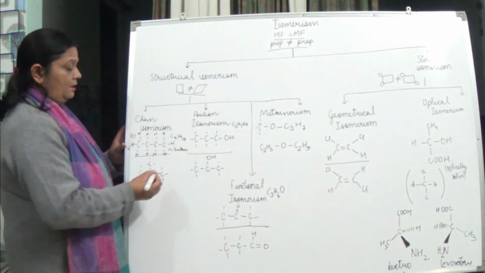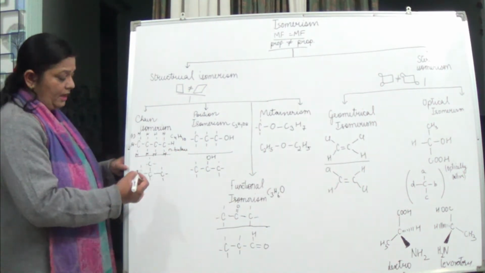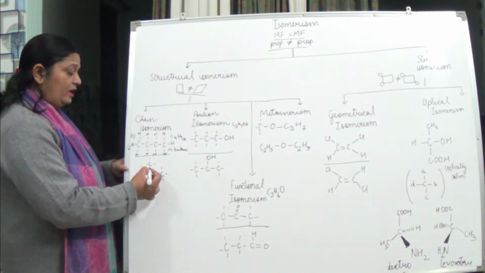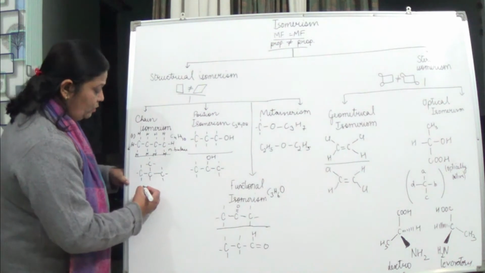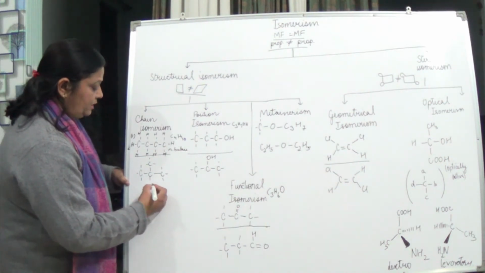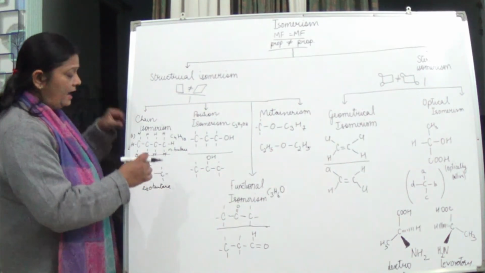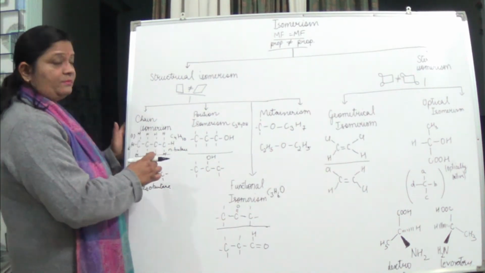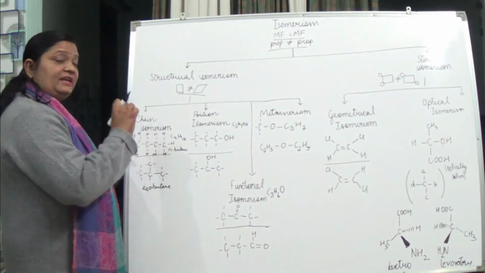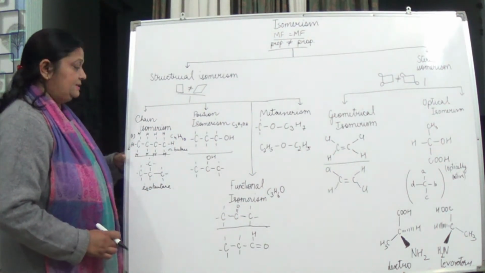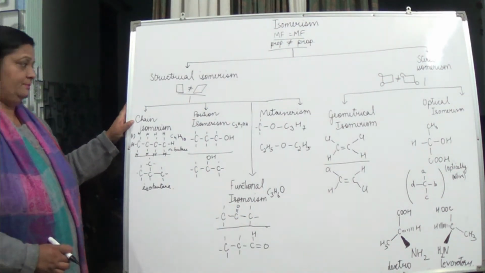Now this same C4H10 can also be arranged in this manner, where one of the carbons has gone into branching, and so it is known as isobutane. Here the arrangement of carbon atoms gives them different properties, thereby this is known as chain isomerism.